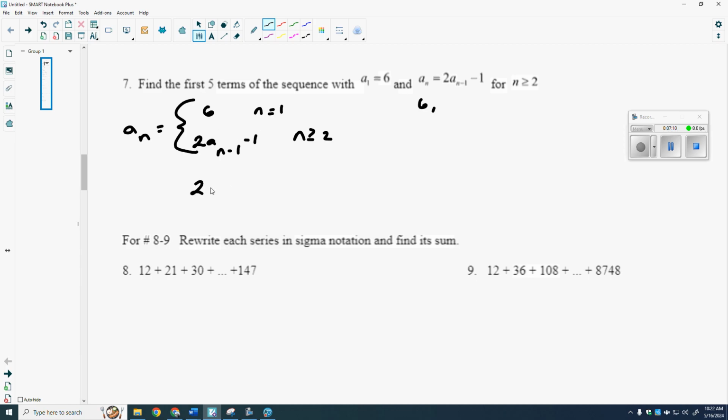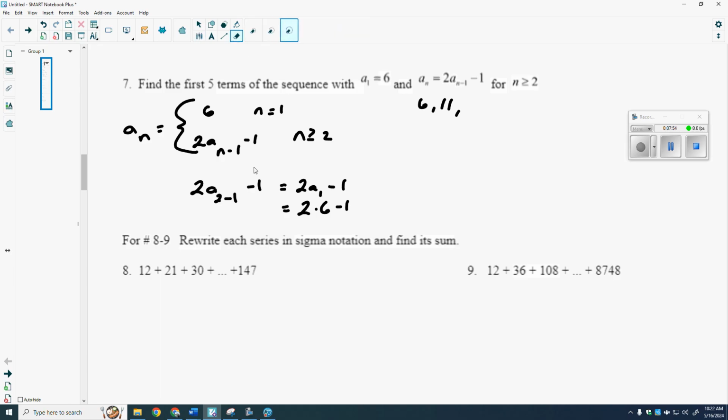So if I want to find the second term, my n is a 2. Right? I know my first term. I want to find my second term. So n is a 2. So this subscript n minus 1 becomes a sub 2 minus 1. And a sub 2 minus 1 is just a sub 1. So what this really says is take 2 times the previous term and then subtract 1. A sub 1 we just said was 6. So this is 2 times 6 minus 1, which would be 12, minus 1 is 11.